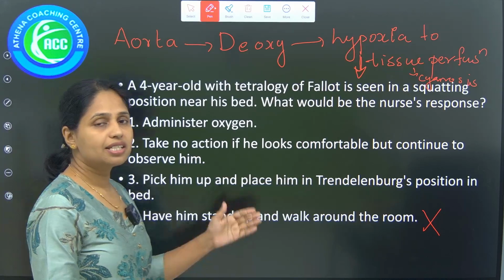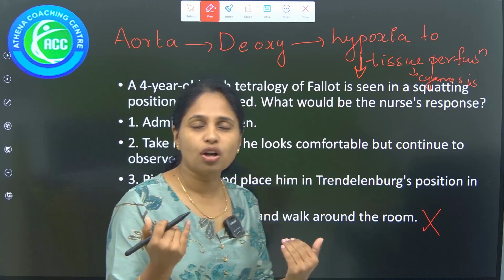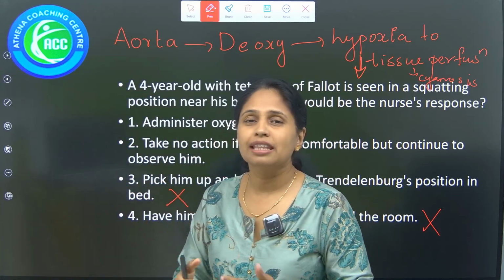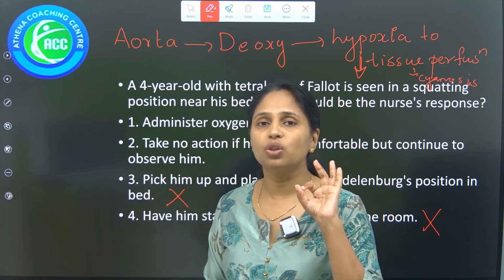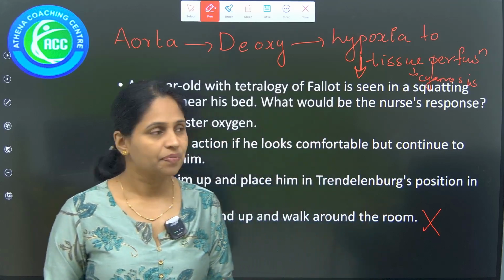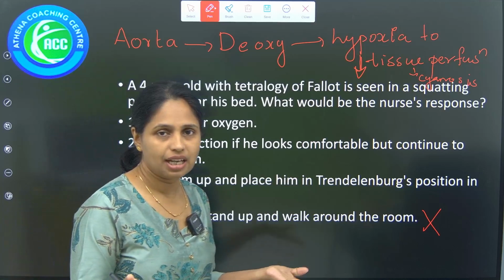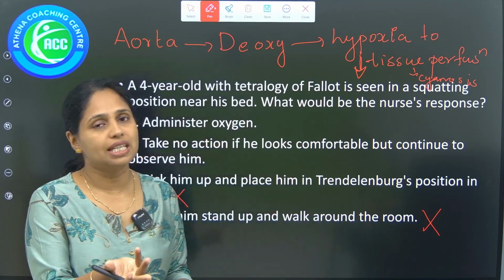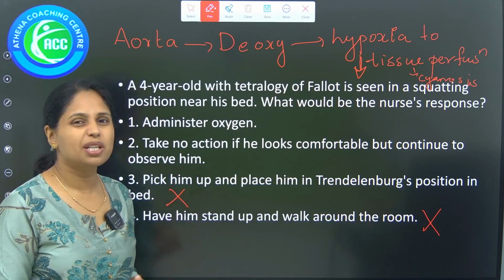Okay. And the third option is also wrong because when you give Trendelenburg position or low position, the pressure toward the heart will increase. It further increases the shunting. So the third one and fourth one are wrong answers. And what is the second one? You don't do anything and you closely observe the child. If there is any problem, yes, you can start intervention. That would be really better. And administer oxygen.